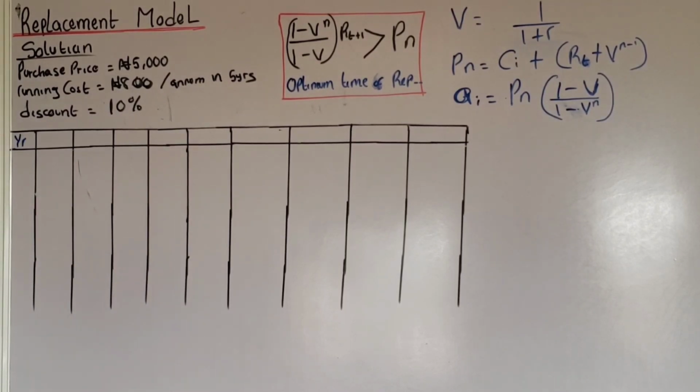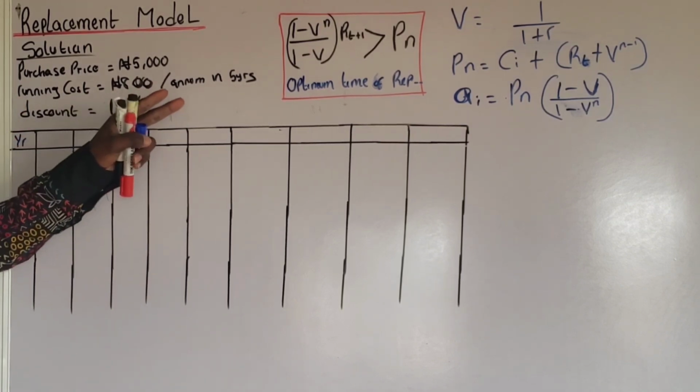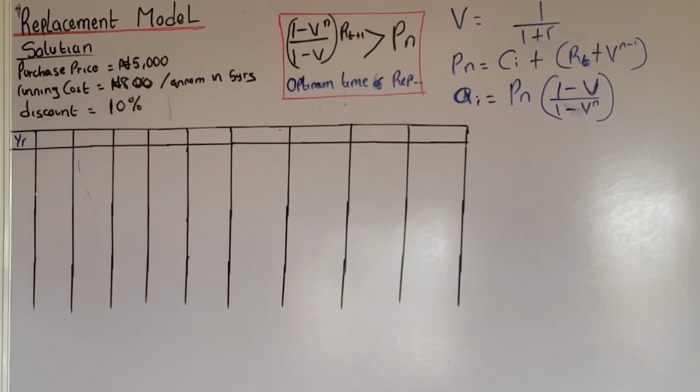You understand? We are dealing with time, and the first question says we should calculate the optimum time to replace the equipment. So now we are dealing with year. So I represent year as YR. Okay? Now, because the year that we are given is 5 years, I'm going to start with 5 years.